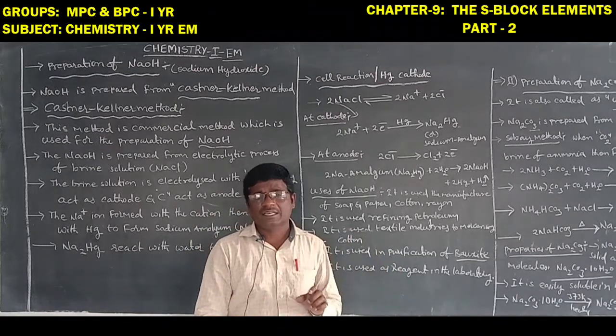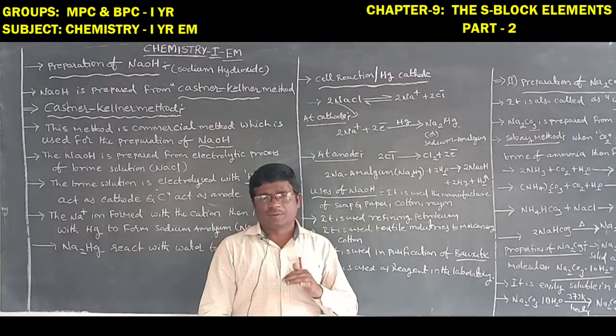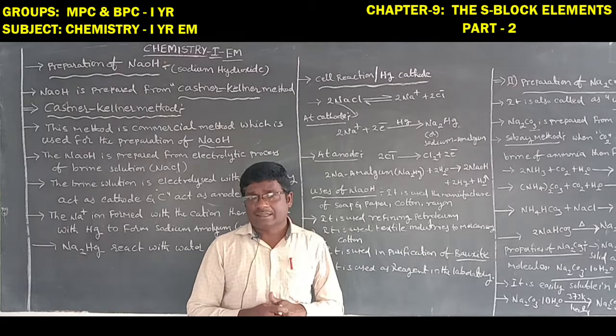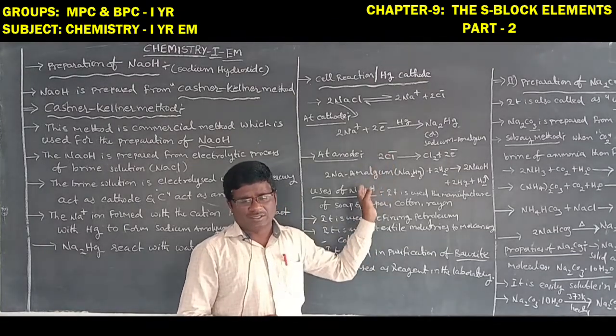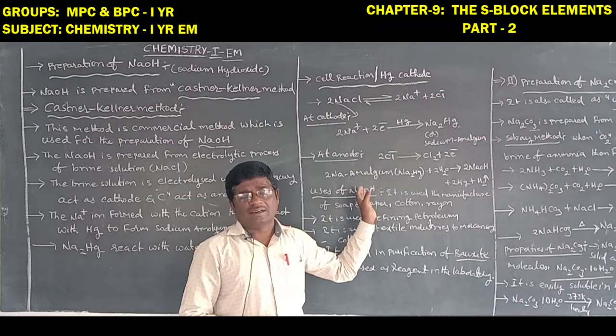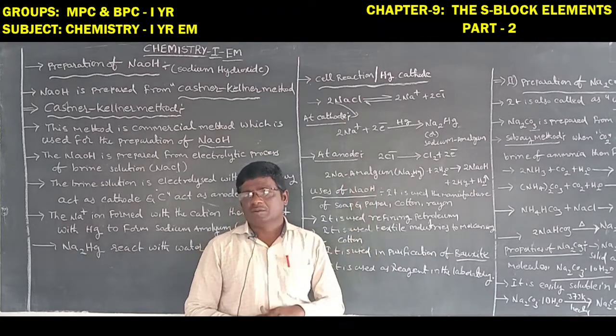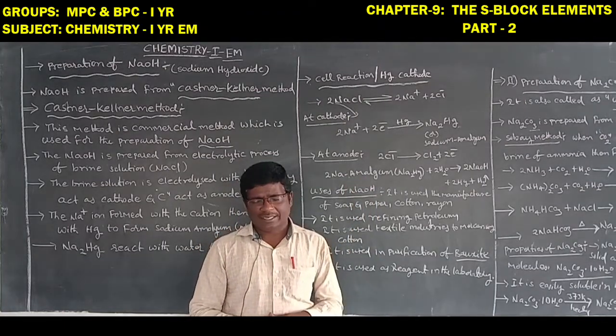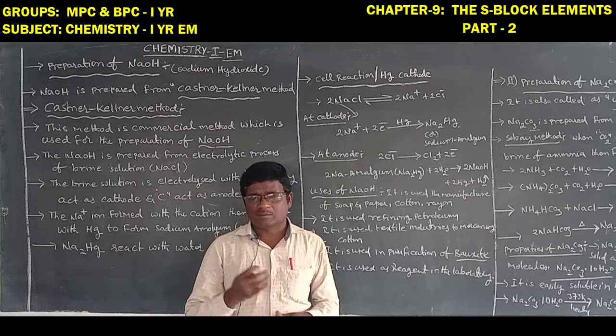NaOH is also known as caustic soda. It is prepared by the Castner-Kellner method, in which brine solution undergoes the cell reactions or electrolysis process. Next, the remaining topic: preparation of sodium carbonate.